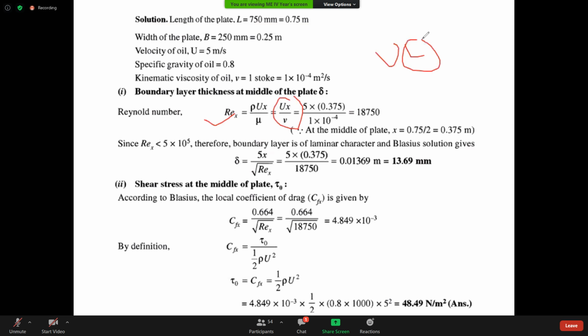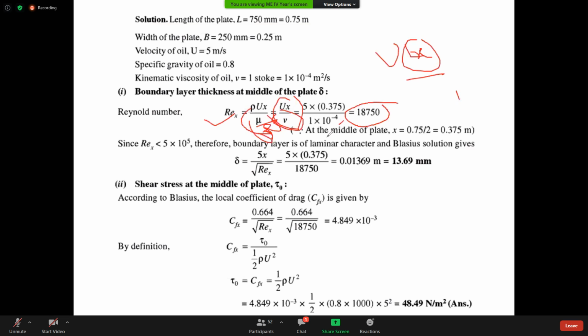That is the difference. If it is at a particular distance, it is u x divided by nu, because mu by rho is nu. Nu is given in Stokes, 1 into 10 to the power of minus 4 meter square per second. So this is 18,750, laminar flow, which is less than 5 into 10 to the power of 5. That is the standard for the flat plate. So that needs to be calculated.